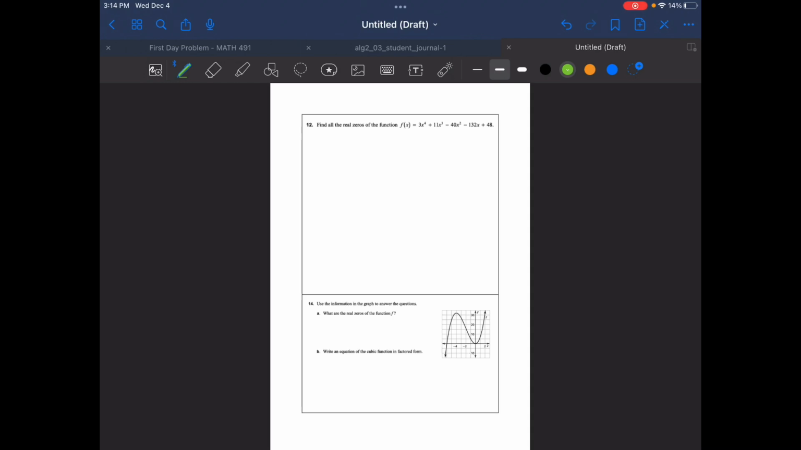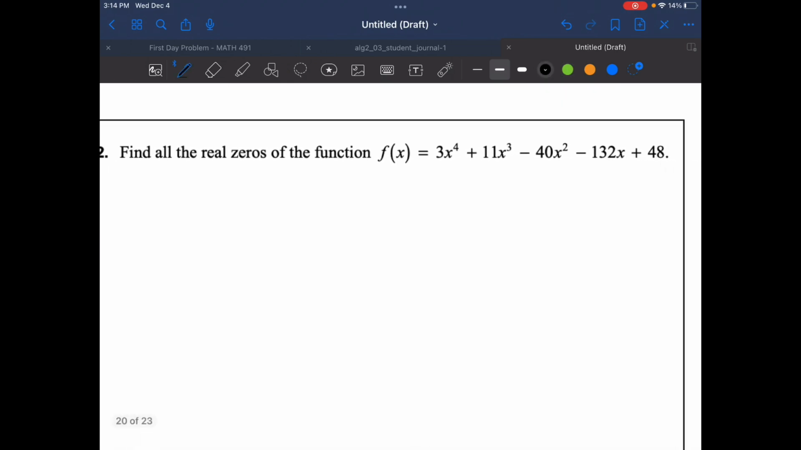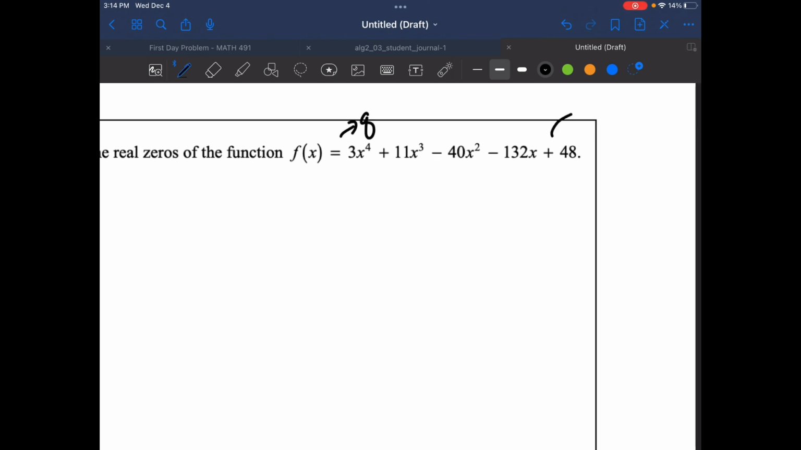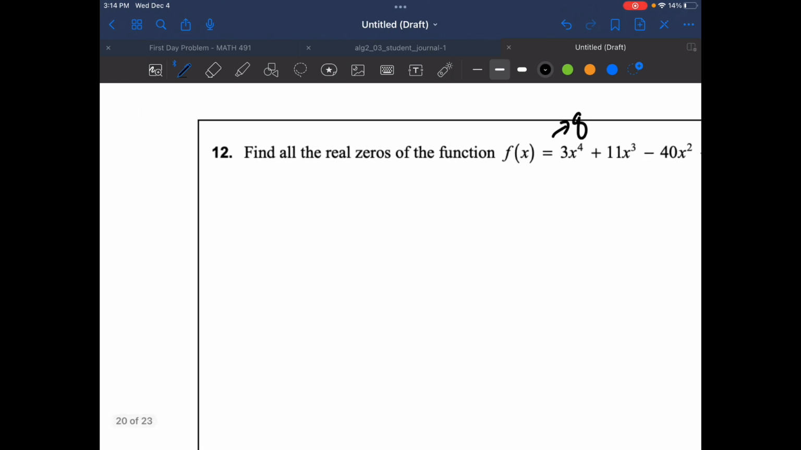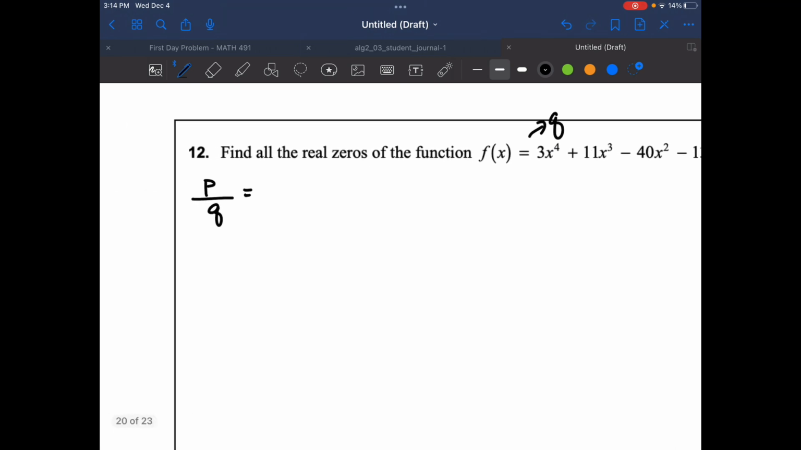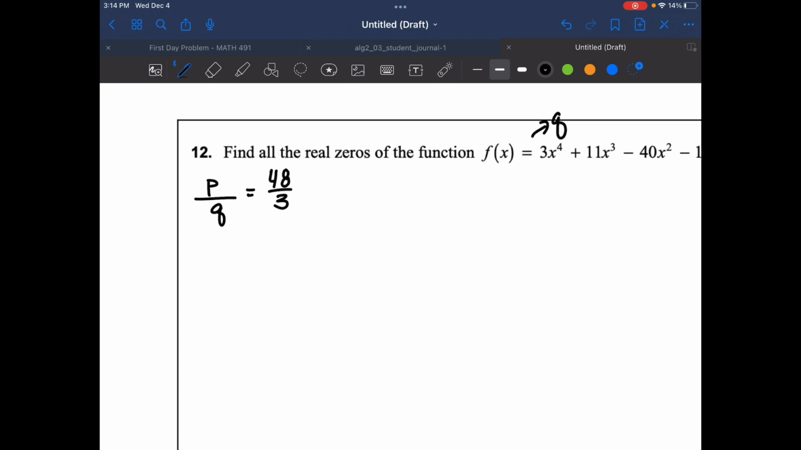Find all the real zeros of the function. All right. So, again, let's go for rational root theorem. So this is going to be my Q. This is going to be my P. This is going to be P over Q, which is the same thing as 48 over 3. Okay, and that's going to be plus or minus 1, plus or minus 2, plus or minus 3, plus or minus 4, plus or minus 6.